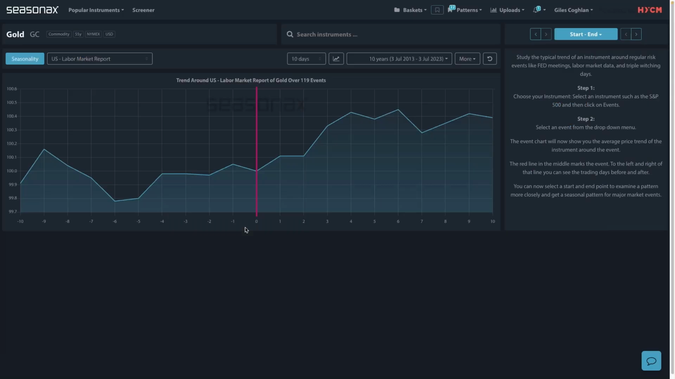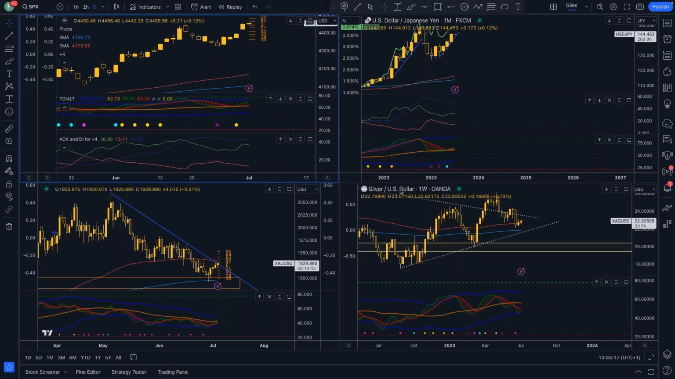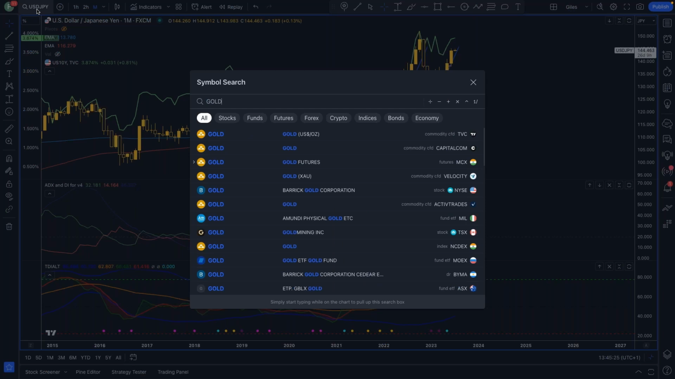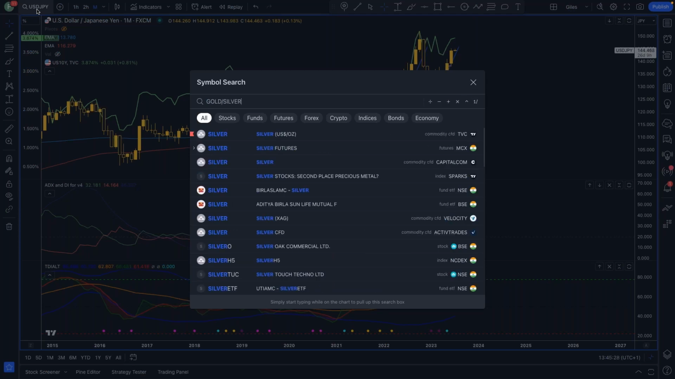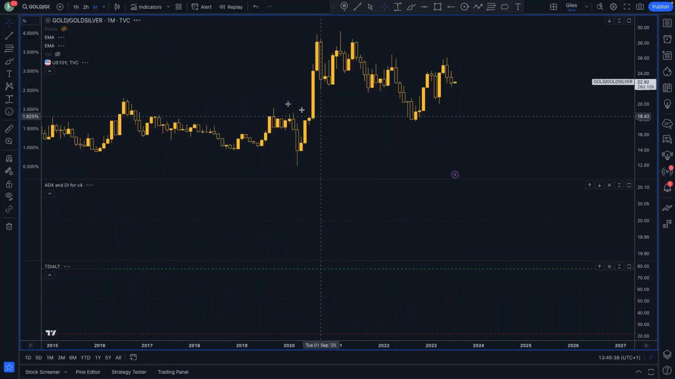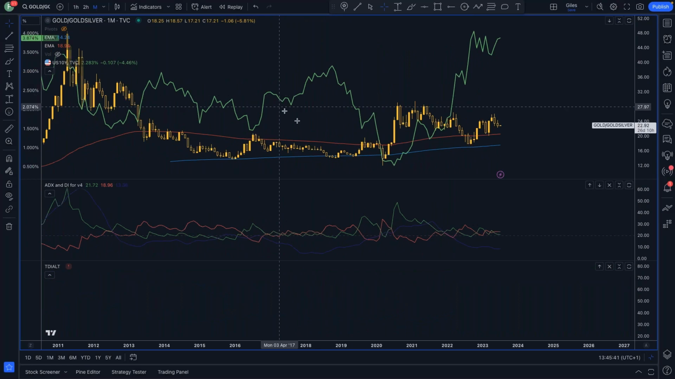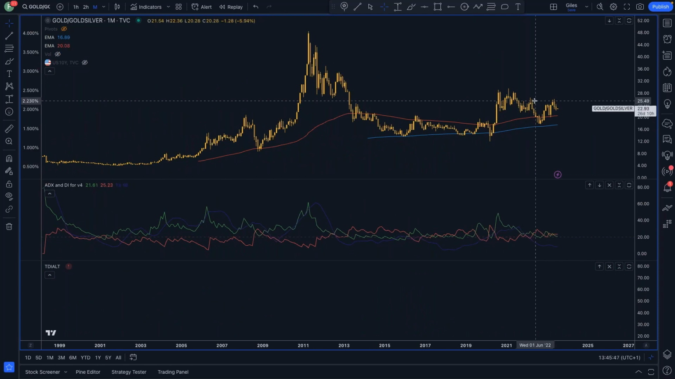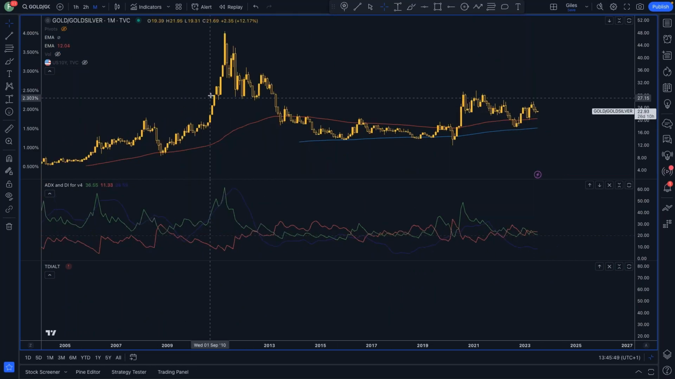One last thing to say is, if you're trading gold or silver, you do need to know about this. It's called the gold-silver ratio. When the gold-silver ratio moves higher, it's showing you that gold is more expensive relative to silver. So when this ratio is high, it means that silver's cheap.